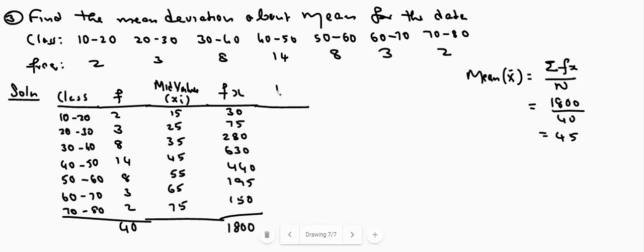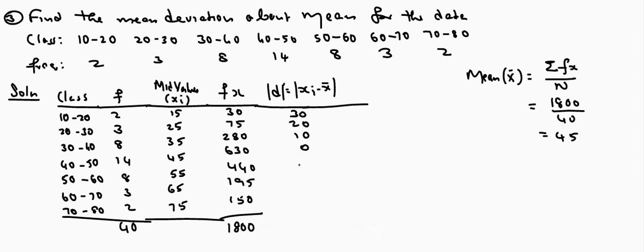Then we find the deviations. Deviations is equal to x minus x bar. From each xi we have to subtract x bar. Directly you can find the absolute values of the deviation. Then we get 45, that is from x 45. 15 minus 45 is minus 30. Take the absolute value, you get 30. Next is 20, 10, then 0, 10, 20 and 30.